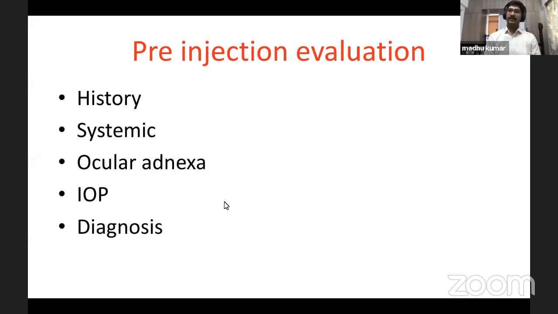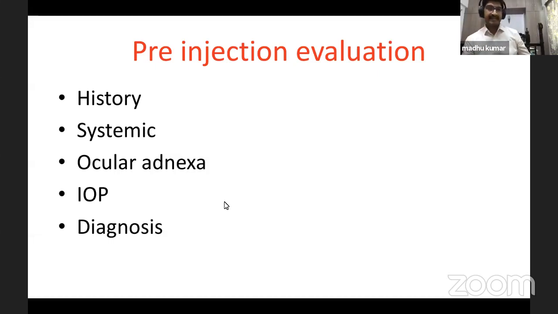Intraocular pressure is another important factor, which I'll touch upon in the subsequent slides. If the patient has a higher intraocular pressure, we need to bring it down, because the injection we give can give rise to a transient increase in the intraocular pressure. And certain eyes which have a lower threshold to tolerate this pressure can land up in much more trouble.